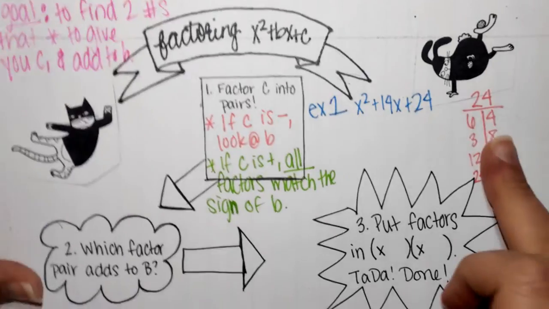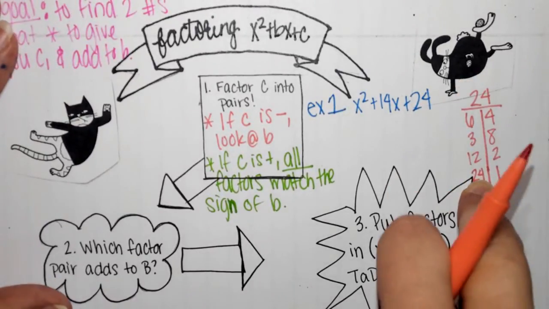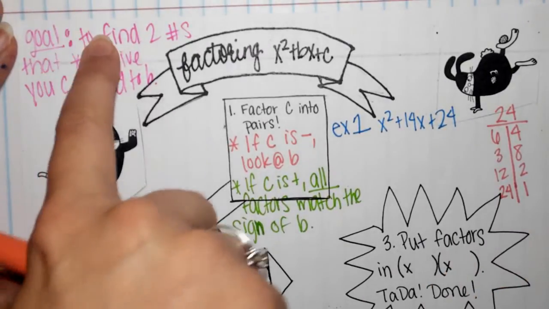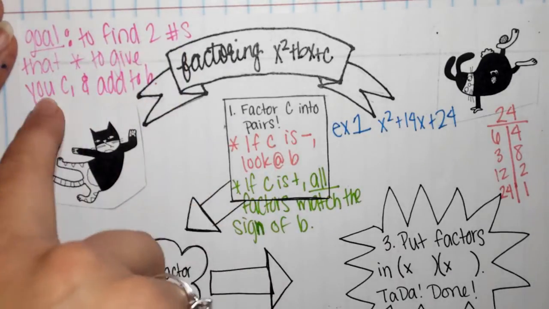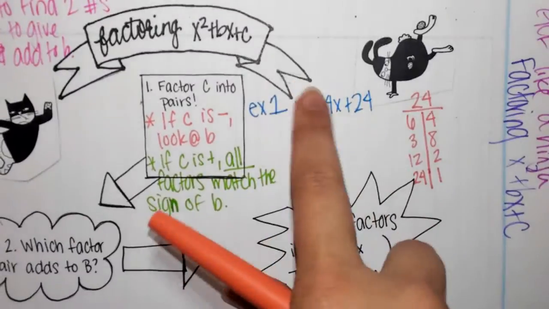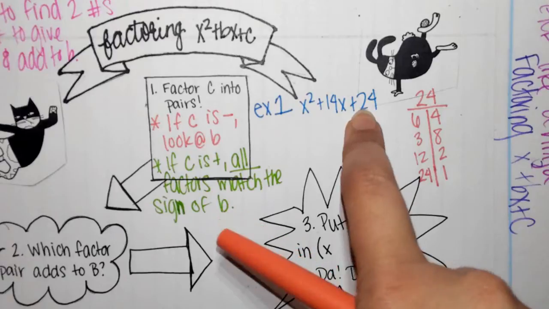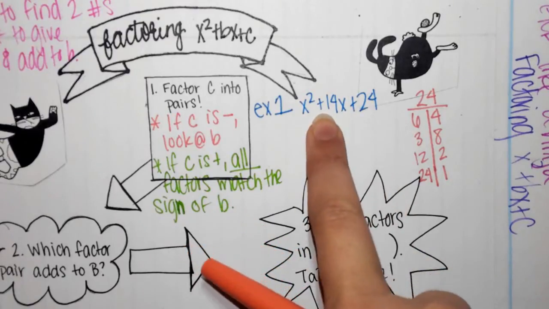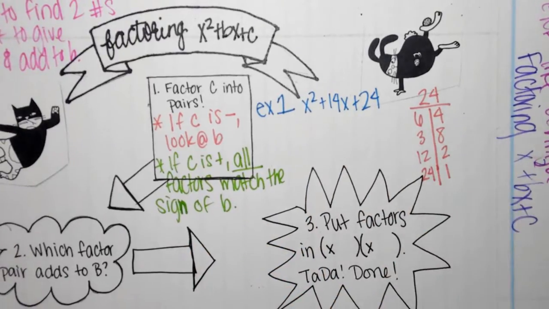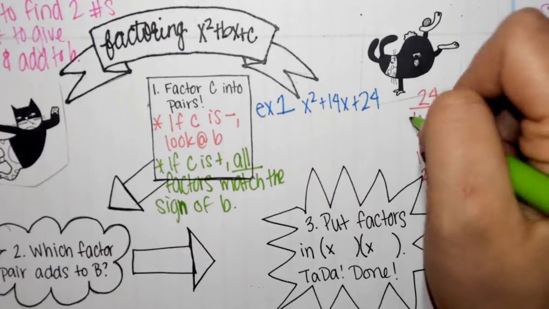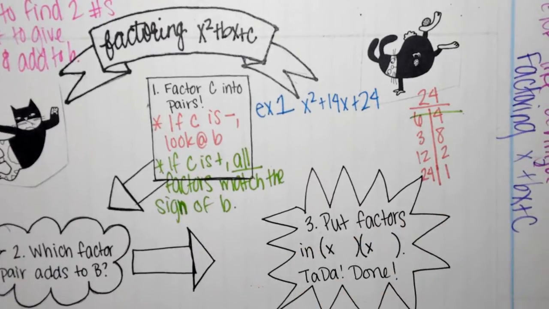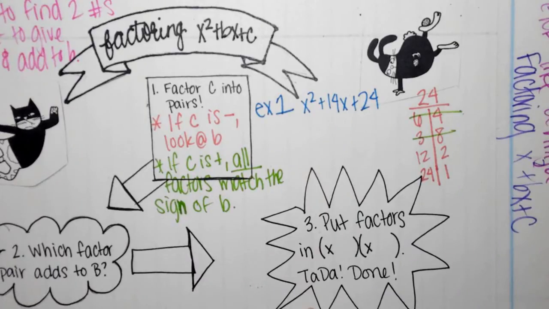So all we do is list our factors of 24. Our goal is to find two numbers that multiply to give you C and add to B. So we need two numbers that multiply to give us 24 and add to give us 14. What is 6 plus 4? That doesn't work. What is 3 plus 8? 11. That doesn't work. What is 12 plus 2?